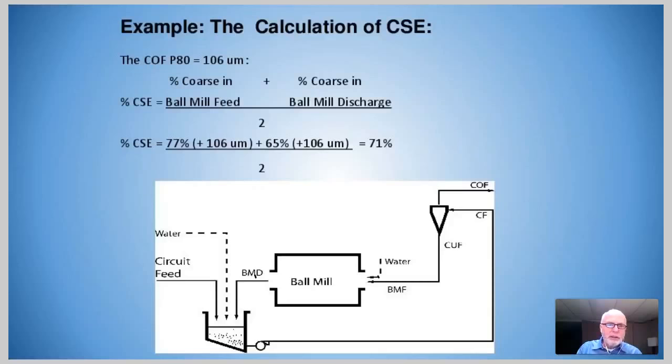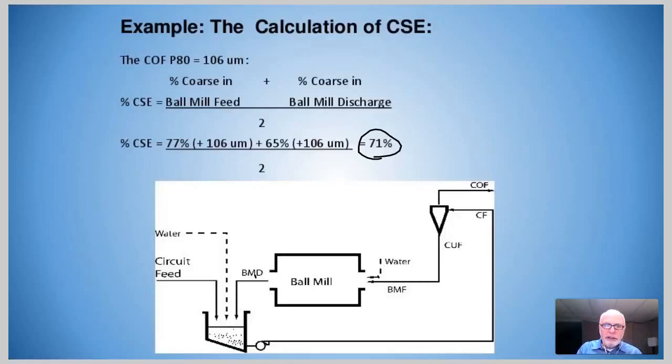So take the percentage of coarse in the ball mill feed. In this example, it's 77% plus 106 micron. Take a sample of the mill discharge, 65% plus 106 microns. And we take the average and come up with the overall estimate of 71%. This is the percentage of material in the mill coarser than the P80. And it tells us the portion of the total mill power consumption which we are effectively using.